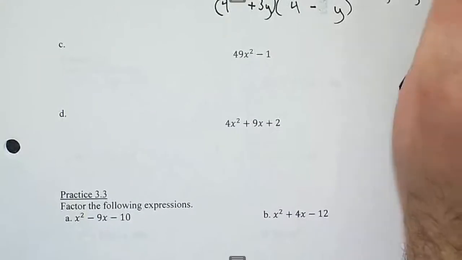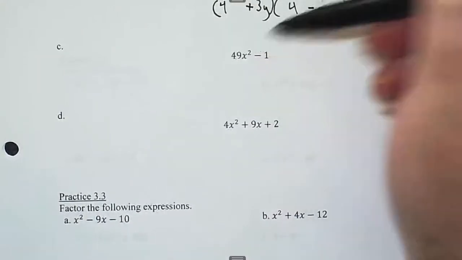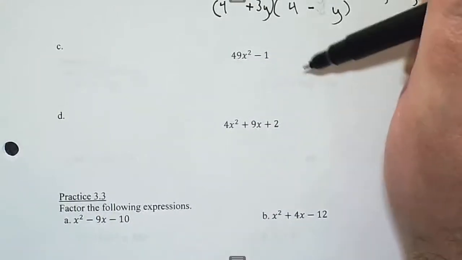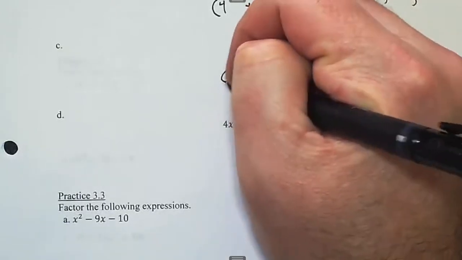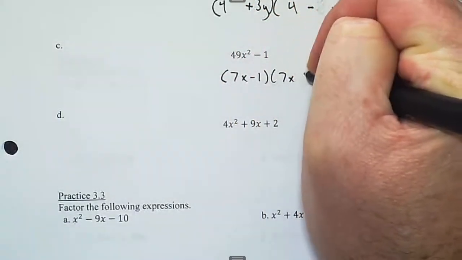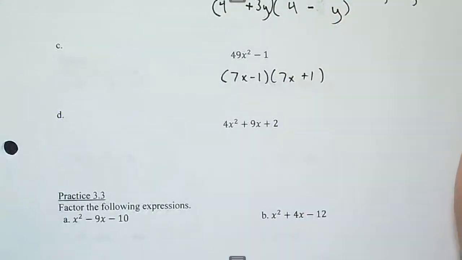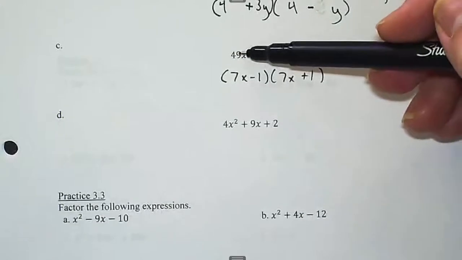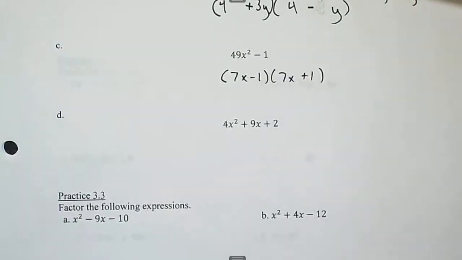Okay, the next one. This is a difference of two squares. 49 is a perfect square, 1 is a perfect square, and they're subtracted. So this is 7x minus 1, 7x plus 1. And that's it. You just take the square root and the square root. 1 minus, 1 plus. Doesn't matter which one.